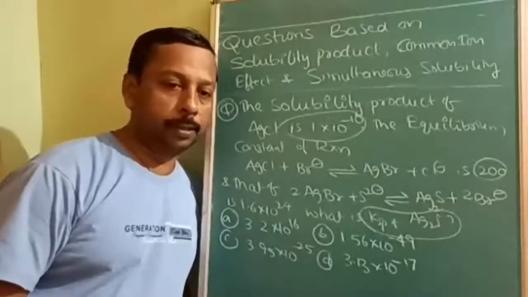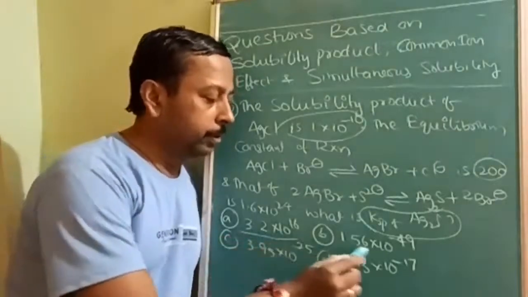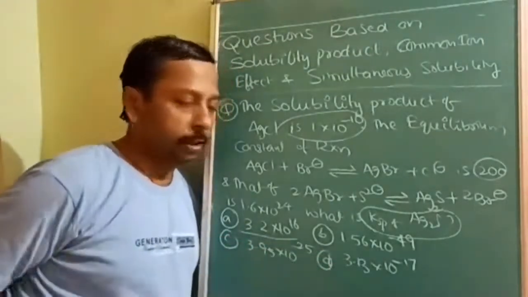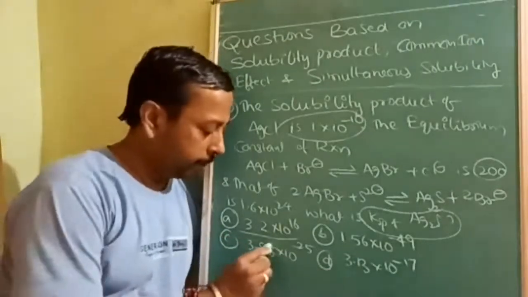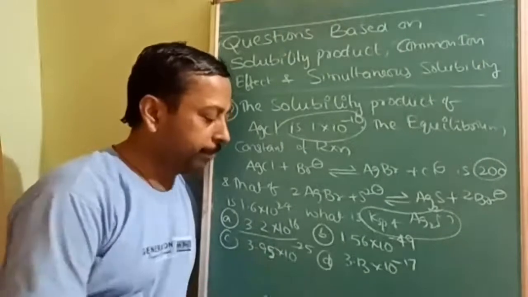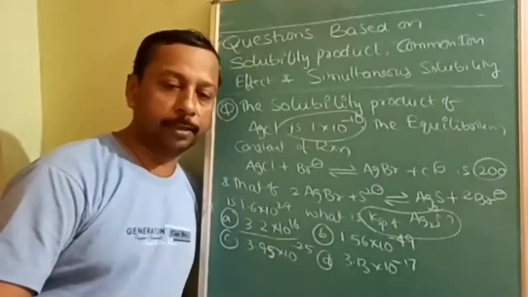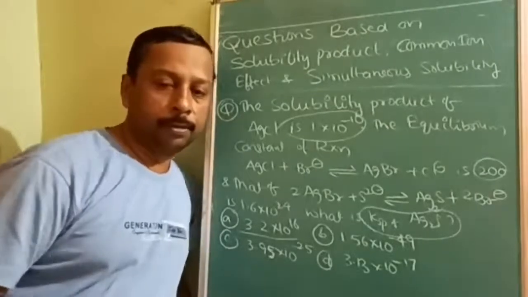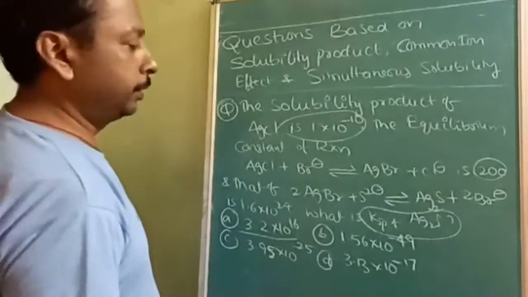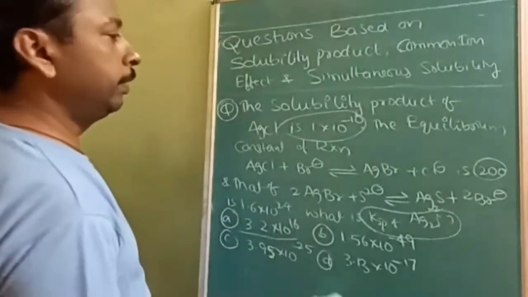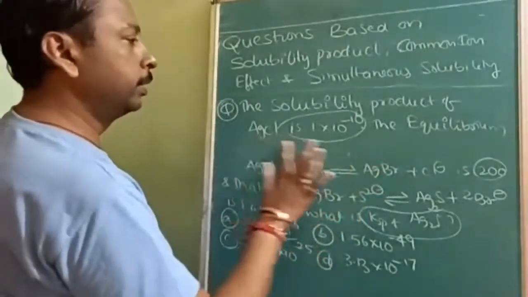Okay, next, options also I am giving you: 3.2 into 10 to the power of 16, 1.56 into 10 to the power of minus 49, 3.95 into 10 to the power of minus 25, 3.13 into 10 to the power of minus 17. So this is just like a characteristic of equilibrium constant. Okay, so three equations are given. How many equations are given? Three equations are given.